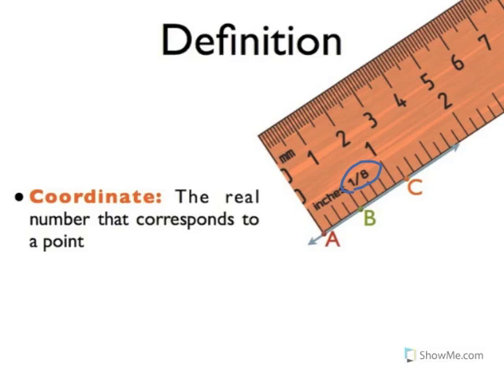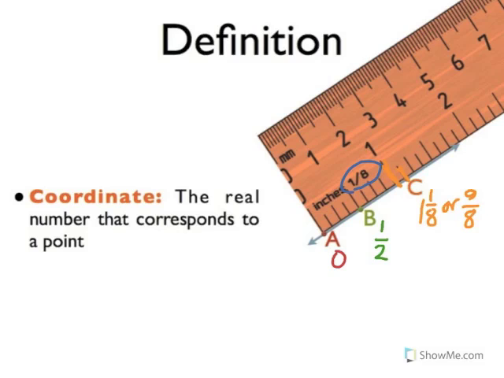A coordinate is the real number that corresponds to a point. So if we look at point A here, its coordinate is 0. Point B, 1/2, is the coordinate of B, and C goes from 1 inch to 1 1/8 inches. And a lot of people will call that 9/8 inches.